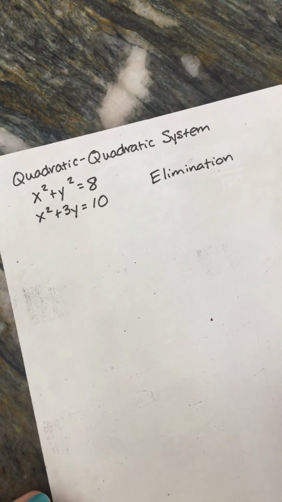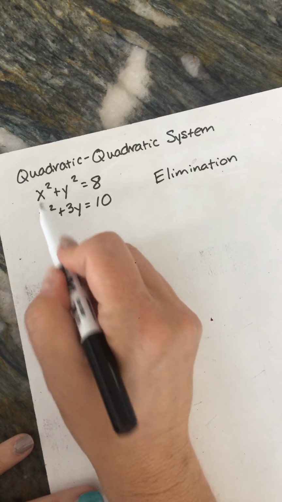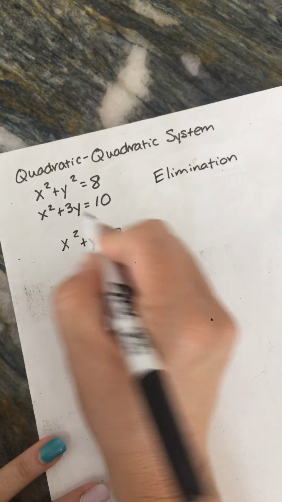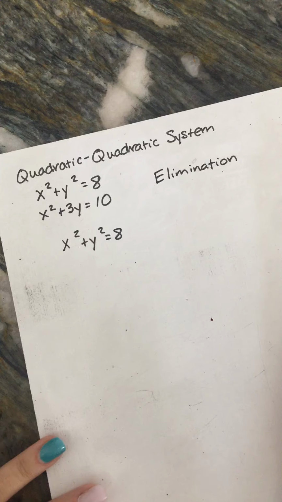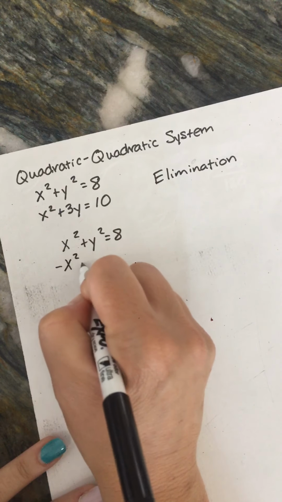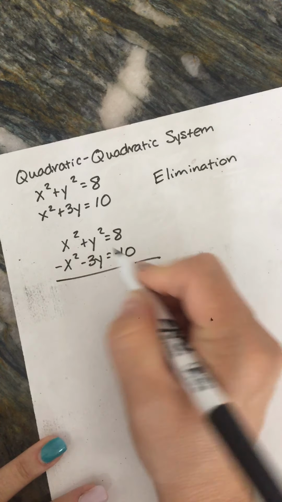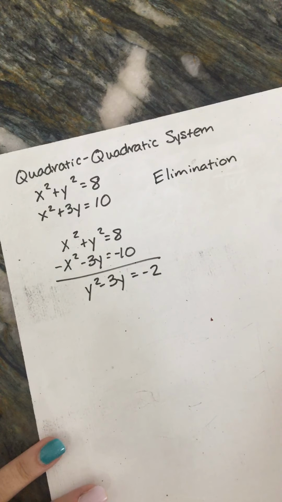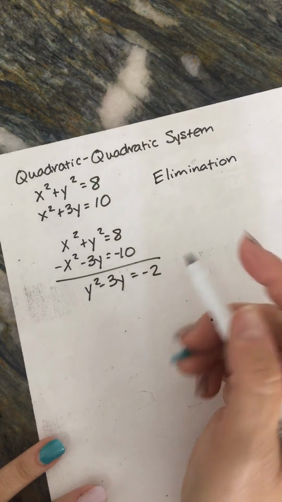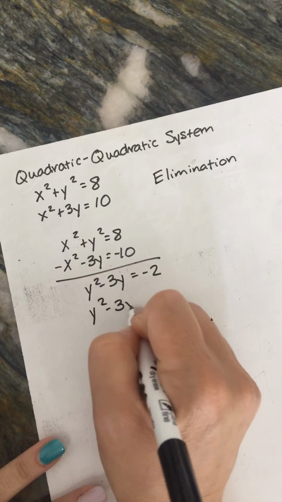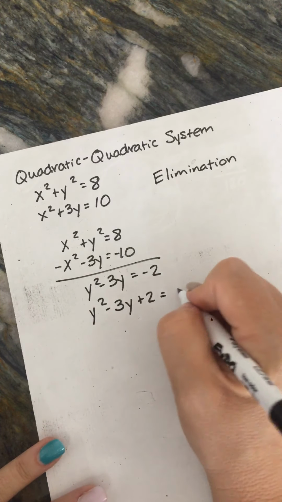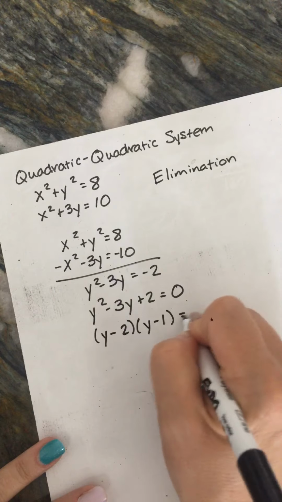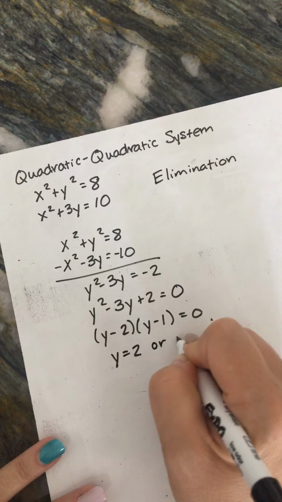Alrighty. And so take a look. Our x squared terms look like they're the candidates that will be eliminated. So I will rewrite the top one, and then the lower equation I will multiply through by a -1. And so we've got y squared minus 3y equals -2. Again, we've got the quadratic and linear term. So set it equal to 0 and factor. So y minus 2 and y minus 1 equals 0. So y equals 2 or y equals 1.